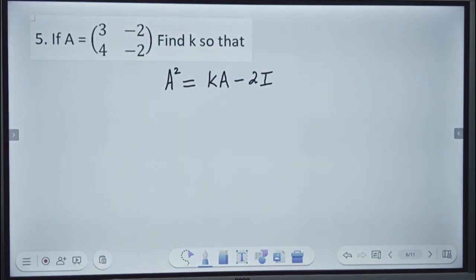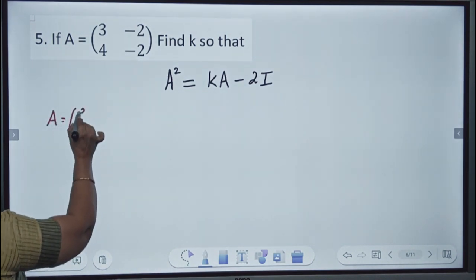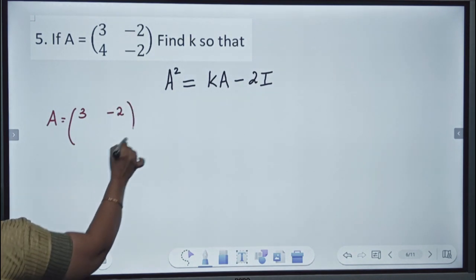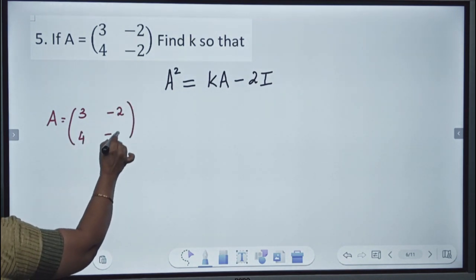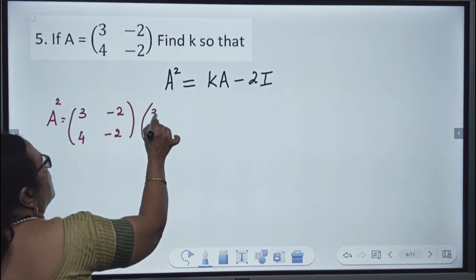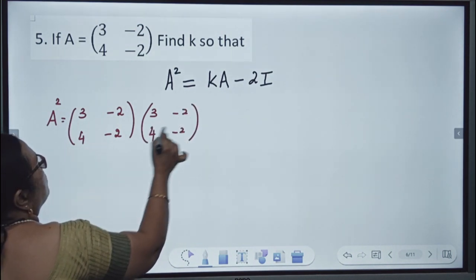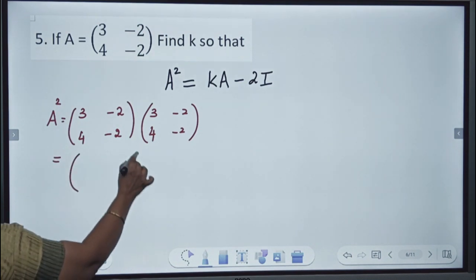Next problem. If A equal to 3 minus 2, 4 minus 2, you have to find K so that A square equal to Ka minus 2I. Now A equal to 3 minus 2, 4 minus 2. So A square will be this into 3 minus 2, 4 minus 2. What will be the product?